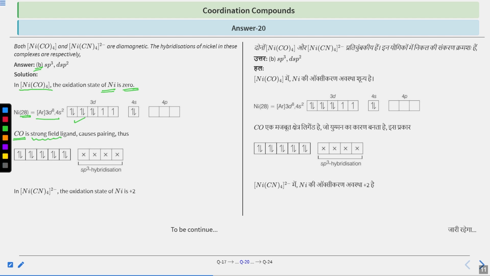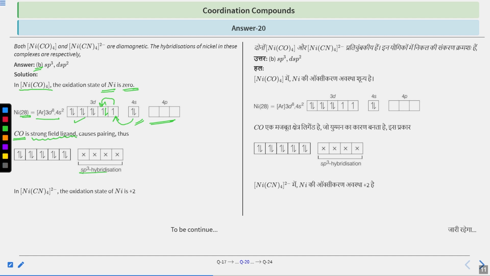It is a strong field ligand, causes pairing. So in the presence of a strong field ligand, we know that pairing will happen. Thus, this unpaired electron will get paired here. This will go here, and this empty 4s orbital will come here. So we get this empty 4s and this empty 4p. So we can add the electrons from the carbon monoxide ligands to these 4 orbitals. So this will be s and p3.